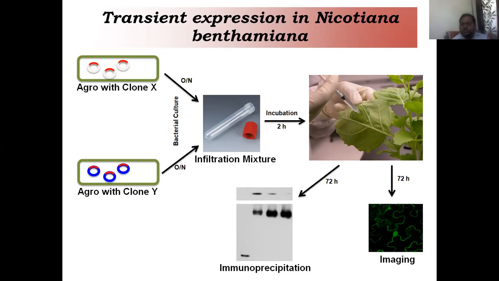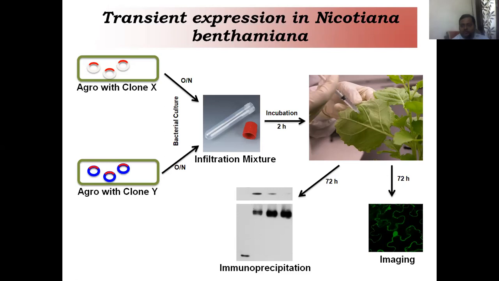So what we do, we just take Agrobacterium cultures containing two different clones in the case of protein-protein interaction. Or in case of localization, we can just use one Agrobacterium culture with one clone. And then we mix the two, incubate them, and then infiltrate them on the lower surface of the leaf. And 3 days later, as I said, it is only expressed for a short period of time.